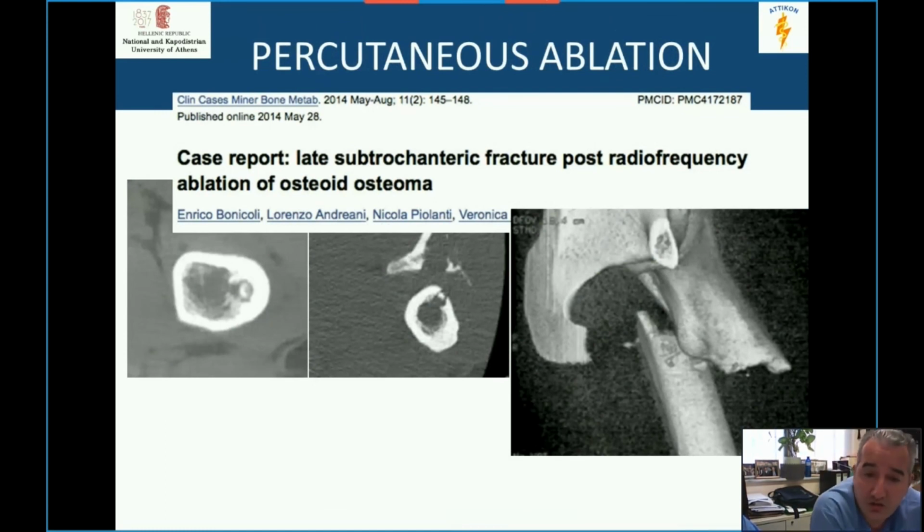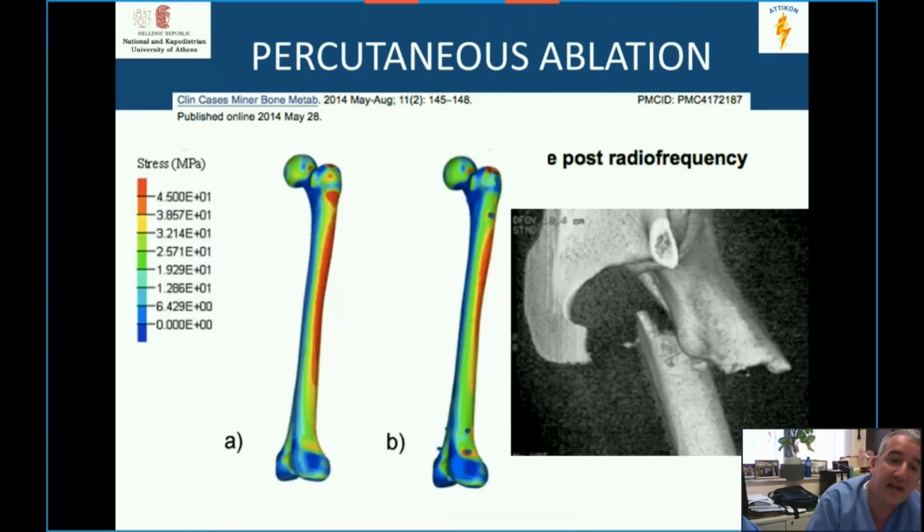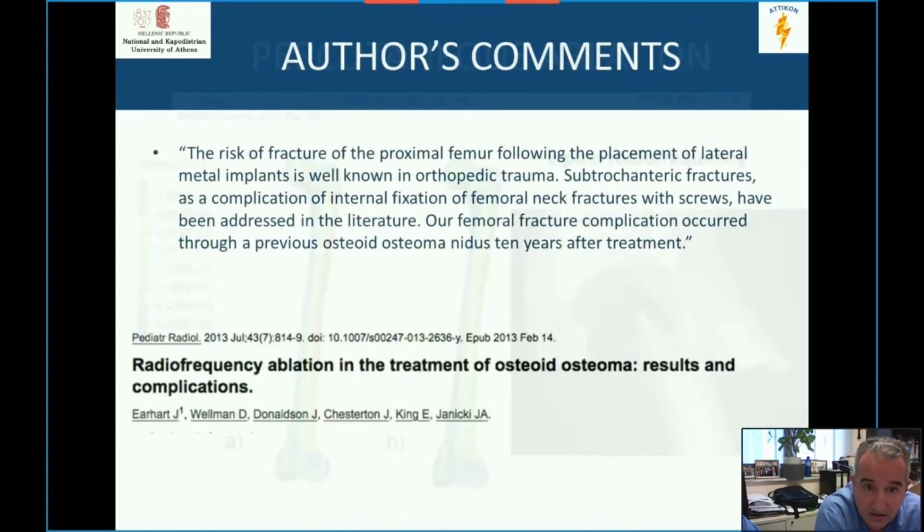Last but not least, you should be aware that even for osteoid osteoma, you can have complications, and sometimes you can have late complications, and these complications will depend upon your access route and your access site. For the femur, we know that the highest amount of forces are applied in the lateral cortex. So if you can, please avoid having your access site in the lateral femoral cortex. You should always remember that according to the literature, this is a late case of fracture after osteoid osteoma.